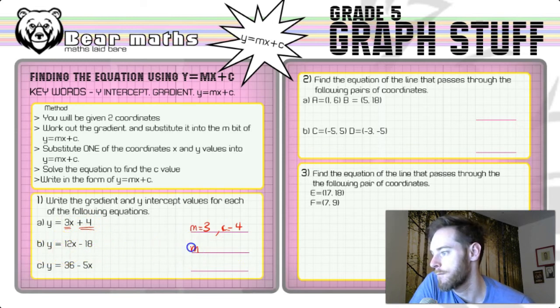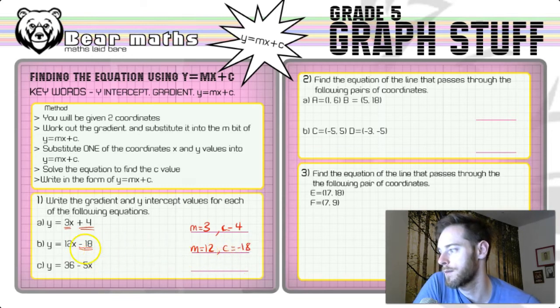In B, we've got the m value of 12, because that's the number in front of the x. And this time we've got a negative value of c, which is minus 18. So that's the y-intercept value where it goes through the y-axis, minus 18.